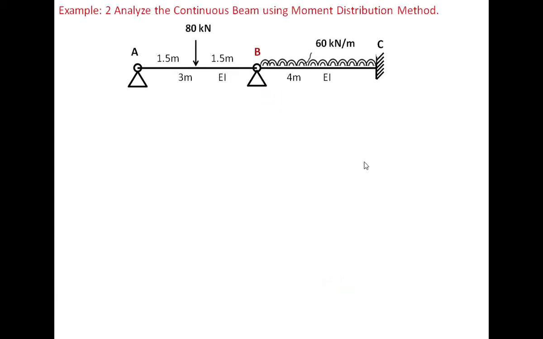Now let us solve a basic problem in which all the steps whatever we have seen in the previous slides will be summarized. Analyze the continuous beam by using moment distribution method. So this is also known as a two-span continuous beam.